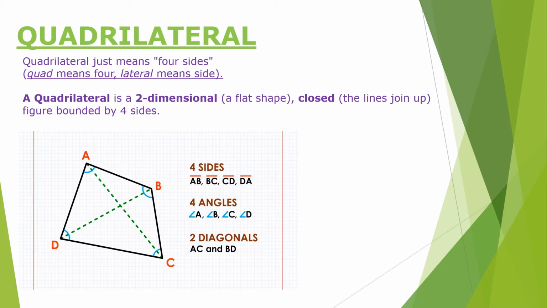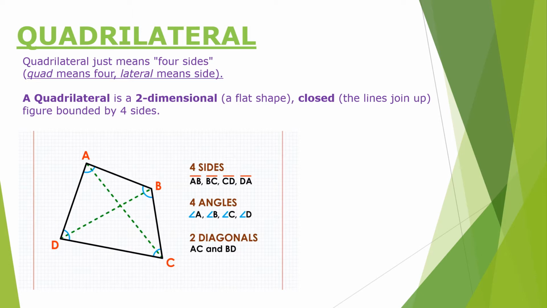Children, here is an example of a quadrilateral. ABCD is a quadrilateral in which, children, see, AB is side 1, side BC, side CD and side DA are the four sides of the quadrilateral. Angle A, angle B, angle C and angle D are the four angles of the quadrilateral.